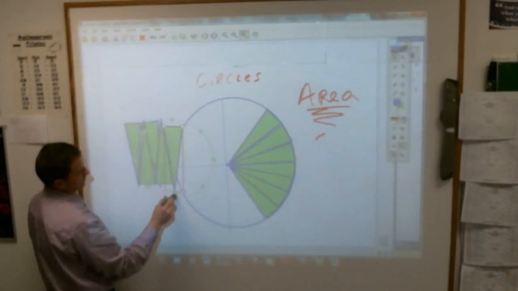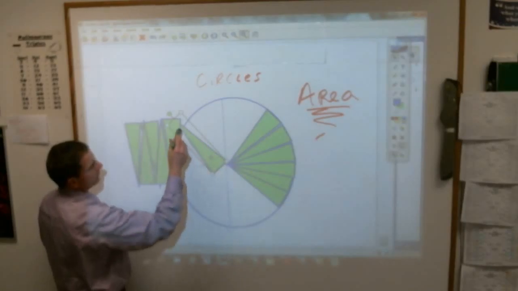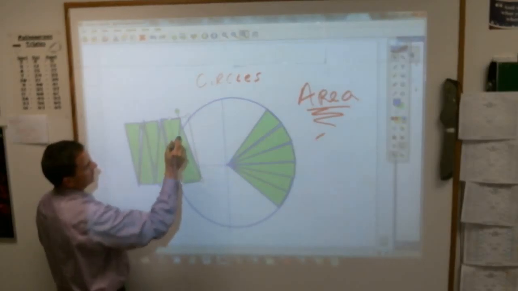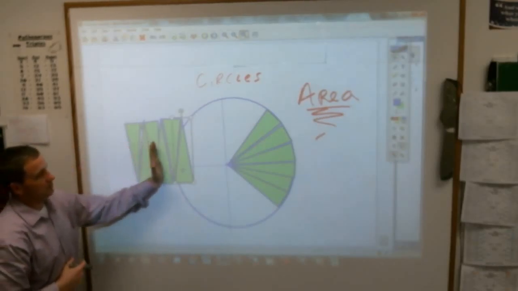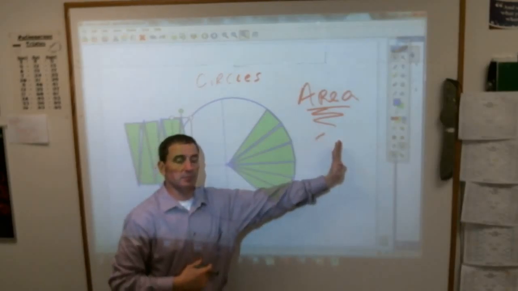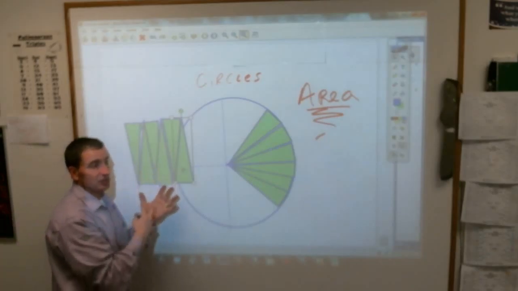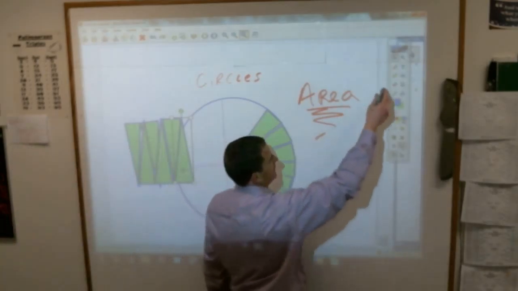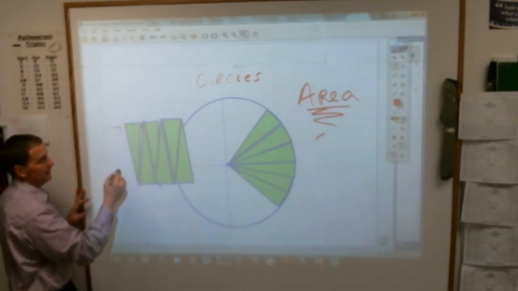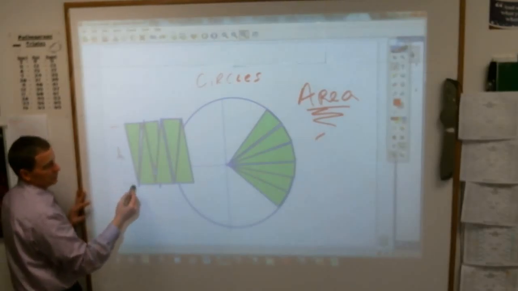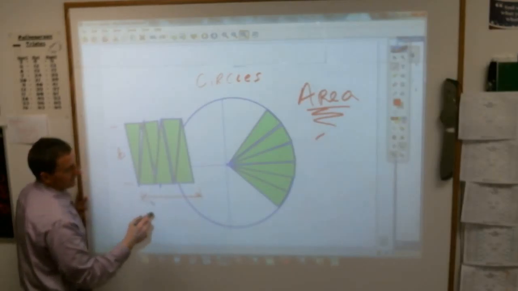If I could do this without this board and actually do it just right, and if I cut these into small enough pieces, what shape will I actually end up with? If I keep doing this for all the circle, I'm going to end up with, Brianna, a rectangle. So I can change my circle and make it a rectangle. The problem is, I know that to find the area of a rectangle I do length times width, or base times height, or whatever it is. How could I figure out what that is?